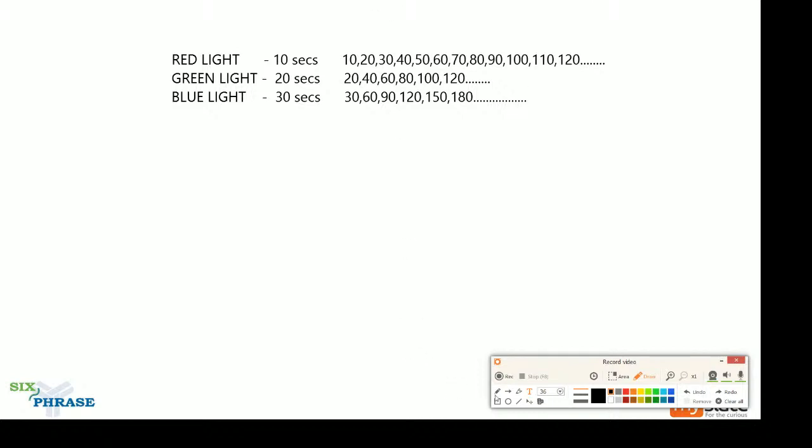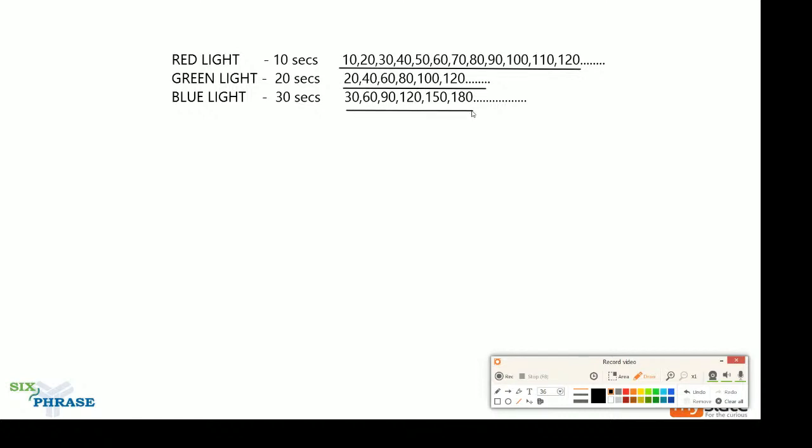So these are the time intervals, guys. This is the time at which the red light blinks: the 10th second, 20th second, 30th second, 40th second. This is how it blinks. Now this is the time at which the green light blinks: 20th second, 40th second, 60th second, 80th second. At these seconds it will blink. And these are the times in seconds at which the blue light blinks: the 30th, 60th, 90th.